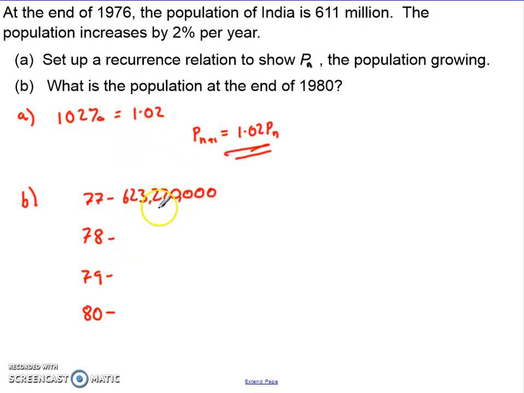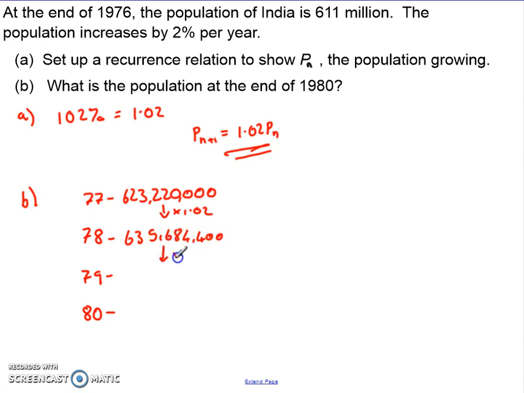To get 78, we just do 1.02 to get the next one. So we do 1.02 times 77 to get 78. When we do that, you get 635,684,400, so it's increasing quite a bit.